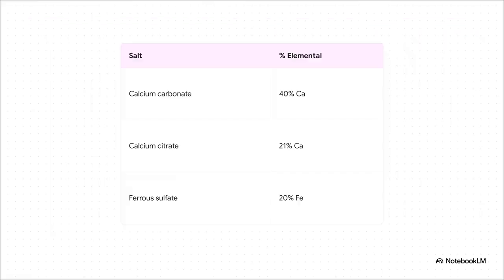All right, here's a frequent source of tricky board questions: the difference between the weight of a salt and its actual elemental content. Orders for calcium and iron are often written as the salt, but the questions will ask for the elemental amount. Calcium carbonate is 40% elemental calcium, so a big 1,250 milligram tablet actually only gives you 500 milligrams of calcium. Calcium citrate, that's only 21%. And ferrous sulfate is 20% elemental iron, meaning a standard 325 milligram tablet provides 65 milligrams of iron. You've got to memorize these percentages, for sure.